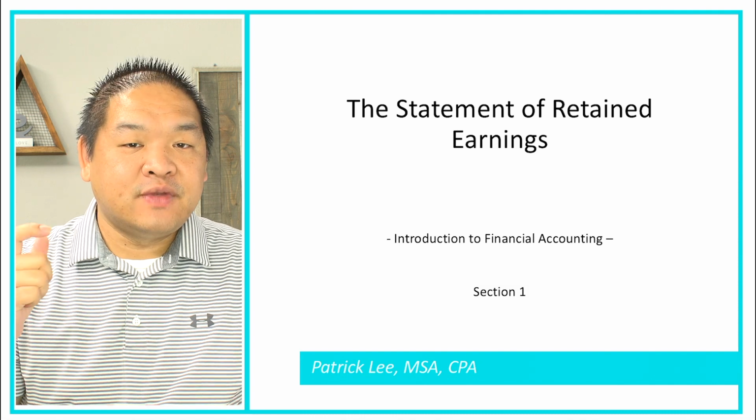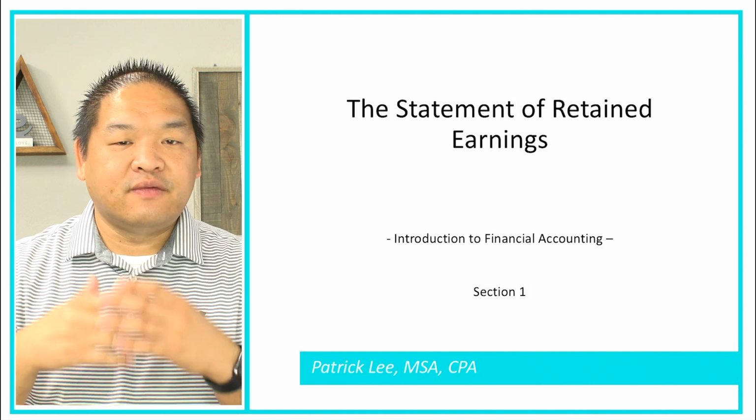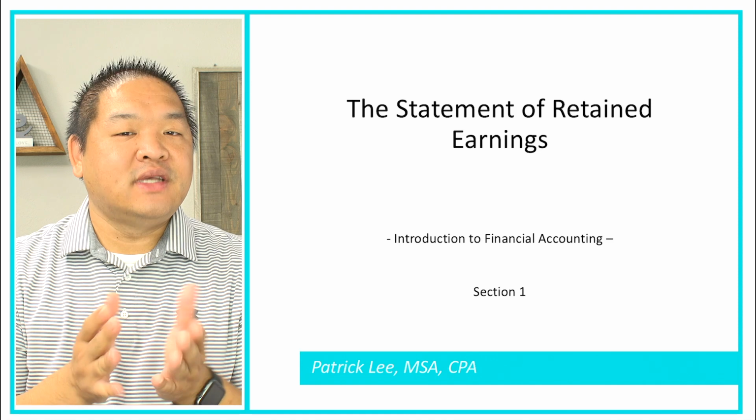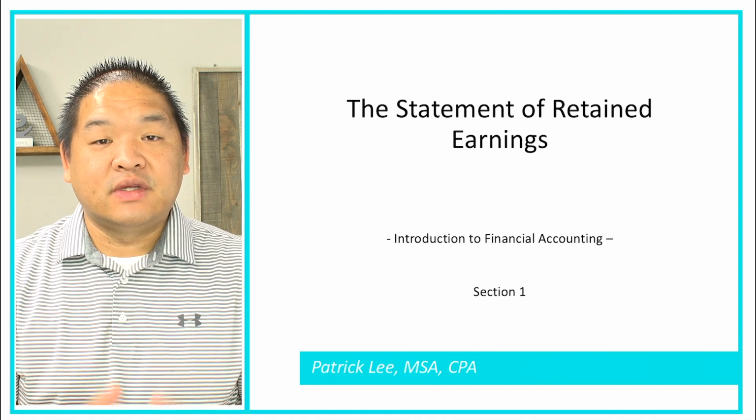As long as we have a positive number at the ending balance of retained earnings, then you can pay dividends. So regardless of whether we've got a loss this year, but a profit the prior year, we can still pay a dividend this year, even though we have a loss this year. So that's the statement of retained earnings.